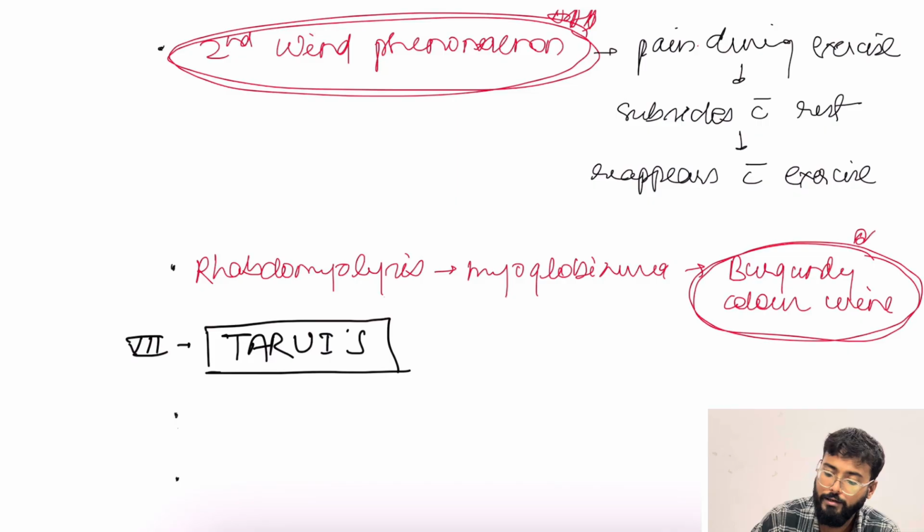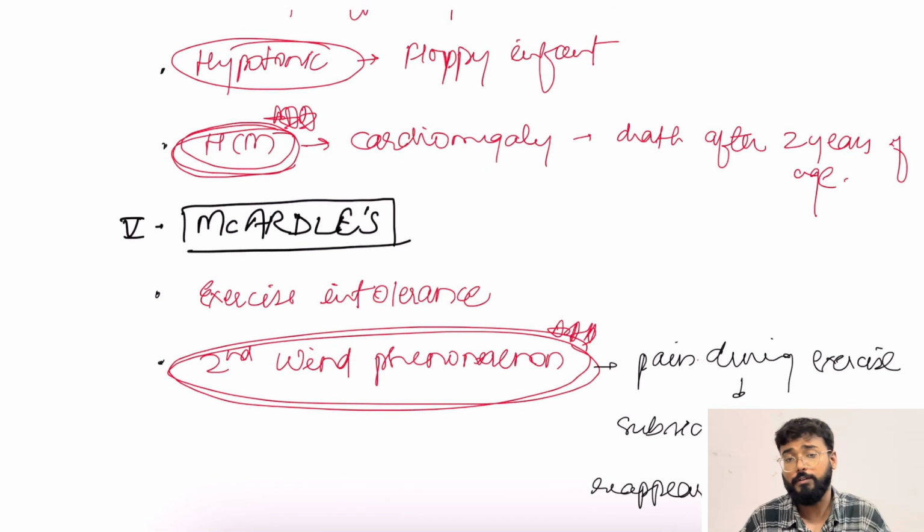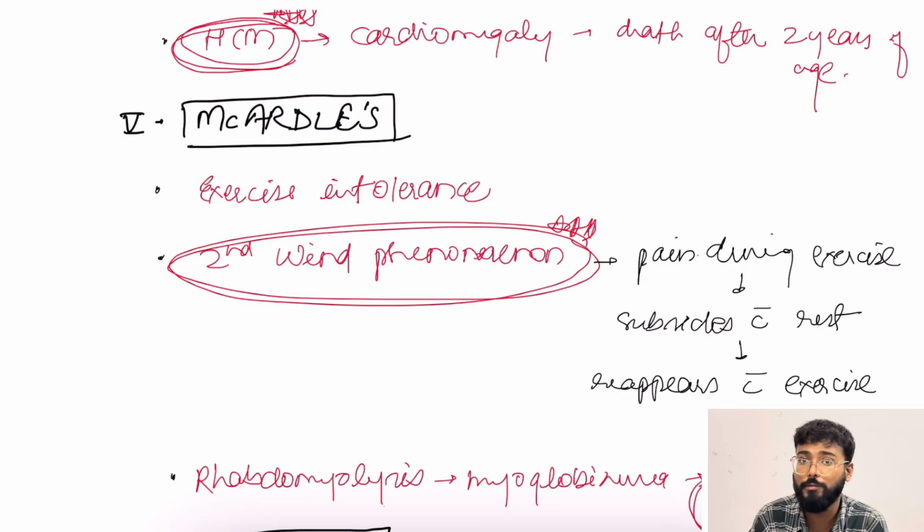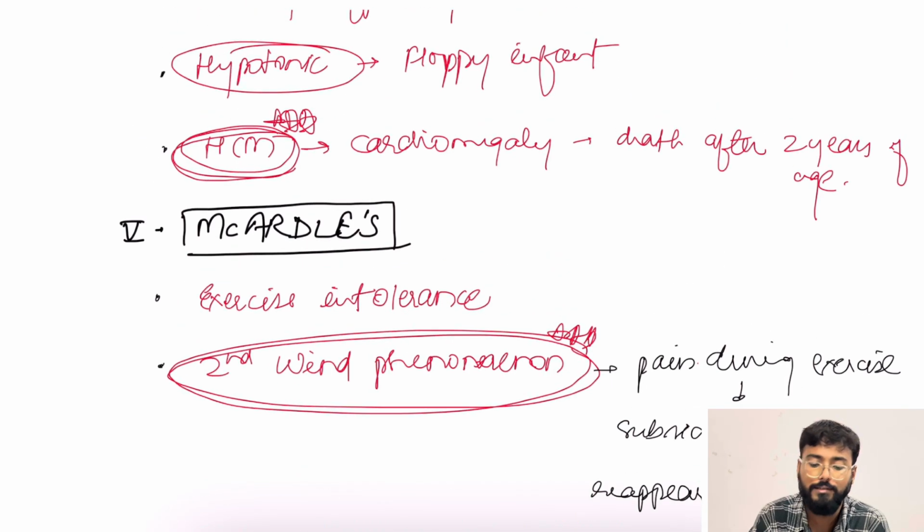So burgundy color urine, if given along with second wind phenomena, or the question says that whenever the patient starts exercise, it has pain, and whenever it stops the exercise, the pain goes away. That is your second wind phenomena. So whenever you see second wind phenomena and burgundy color urine, straight away you are going to mark McArdle's. That is your fifth type of GSD, that is your muscle GSD.